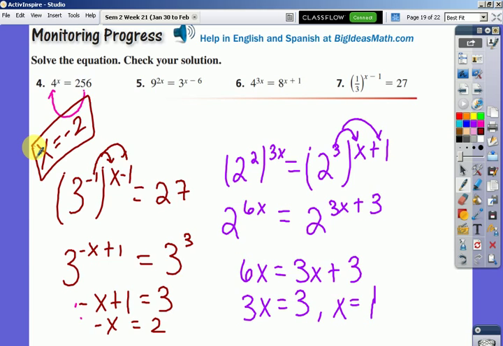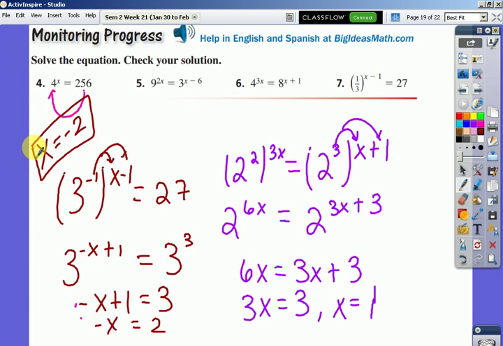Are you? Yeah. Okay, which step? The last step. This one? Negative x equals 2? The whole thing? Okay, so the very first thing I did was I said 1/3, I need to express that as a base raised to a negative exponent, right? Change your fractions to a base raised to a negative exponent.